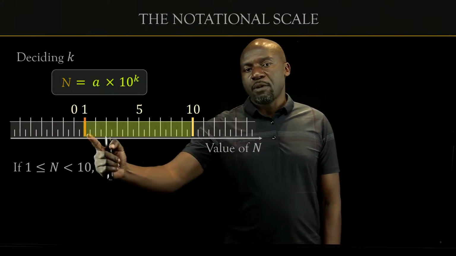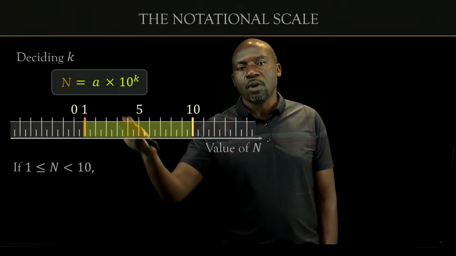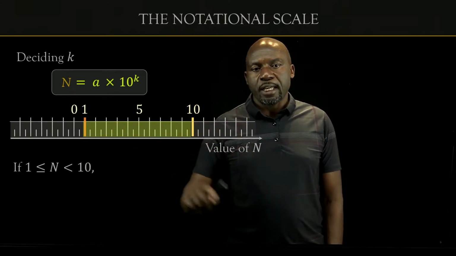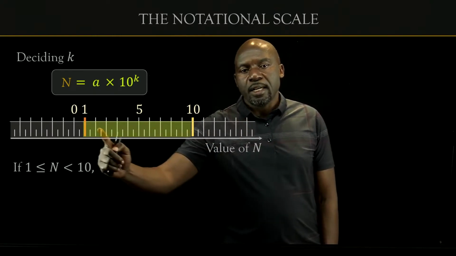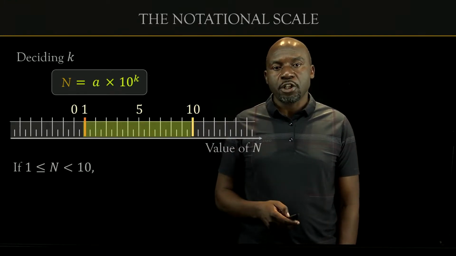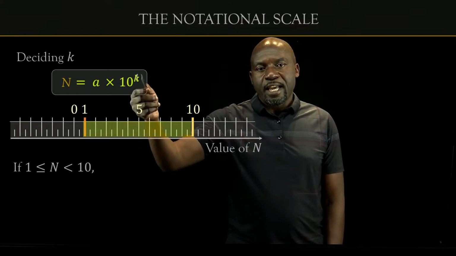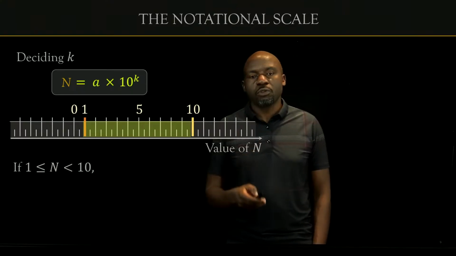So if the number is 4, if the number is 1.2, this 1.2 lies between 1 and 10. 7.8 lies between 1 and 10. 5 lies between 1 and 10. So any number that lies between 1 and 10, if we want to express it in scientific notation, we will write a times 10 power k. K is going to be 0 because the decimal point does not move at all.